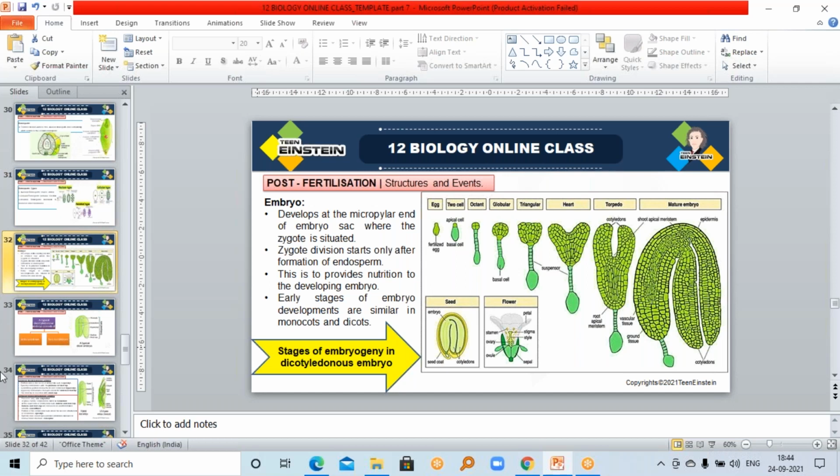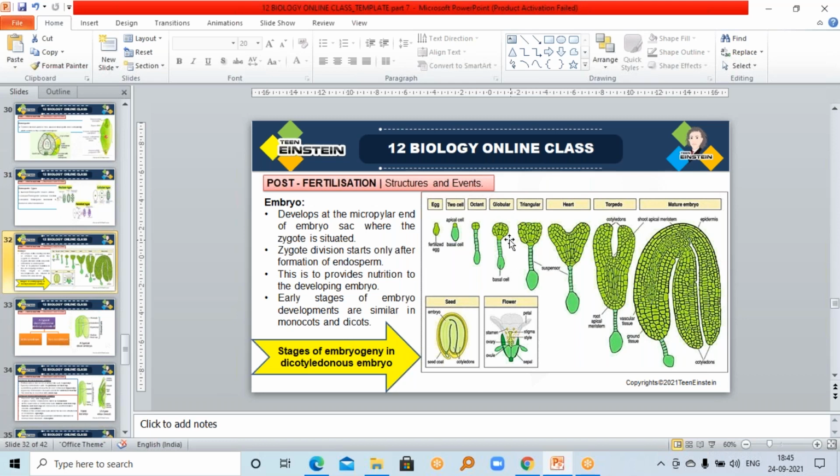In monocots and dicots, the starting stage of embryo development is almost similar. The zygote will first form the pre-embryo, here you can see. Pre-embryo means just before the embryo stage.